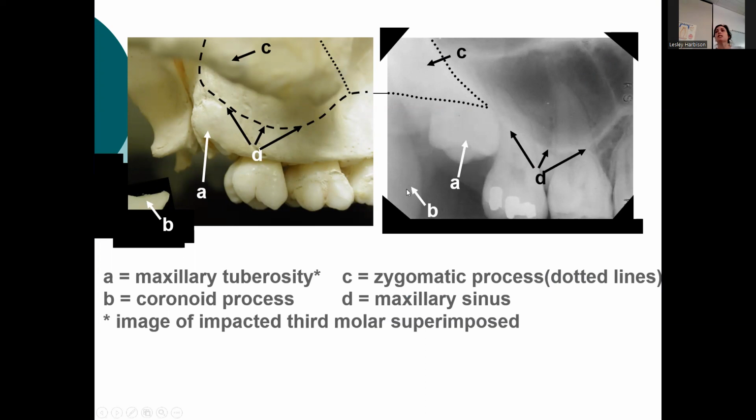This little radiolucent area here in the corner is pointing to the coronoid process, but I don't feel like that's the best example. We'll see other examples, but that's what that area is.